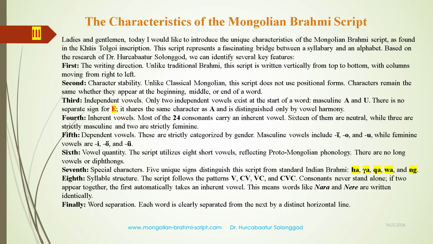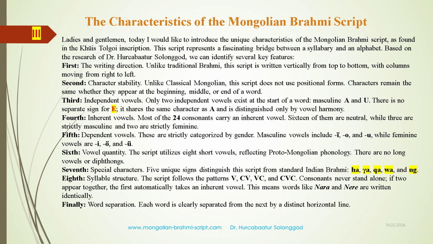Sixth, vowel quantity. The script utilizes 8 short vowels, reflecting Proto-Mongolian phonology. There are no long vowels or diphthongs. Seventh, special characters. 5 unique signs distinguish this script from standard Indian Brahmi: Ha, Gamma-A, Ka, Wa, and Nung.